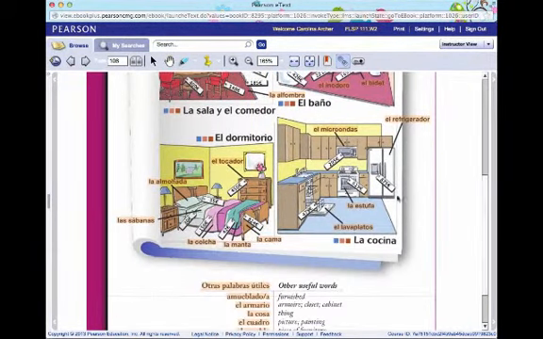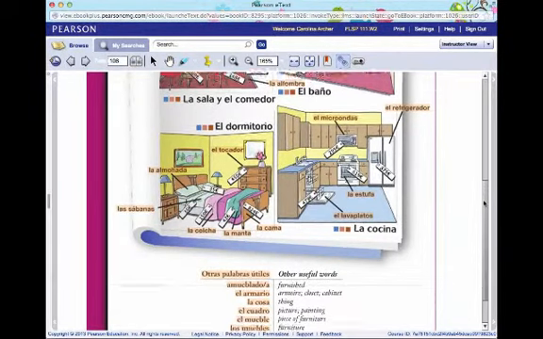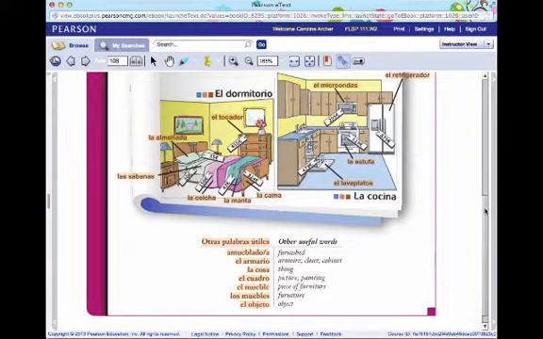En la cocina tenemos el refrigerador, la estufa, the stove, el microondas, the microwave, y el lava platos, the dishwasher. Lava platos. This comes from the word lavar, which means to wash, and platos means dishes. Okay. Muy bien.